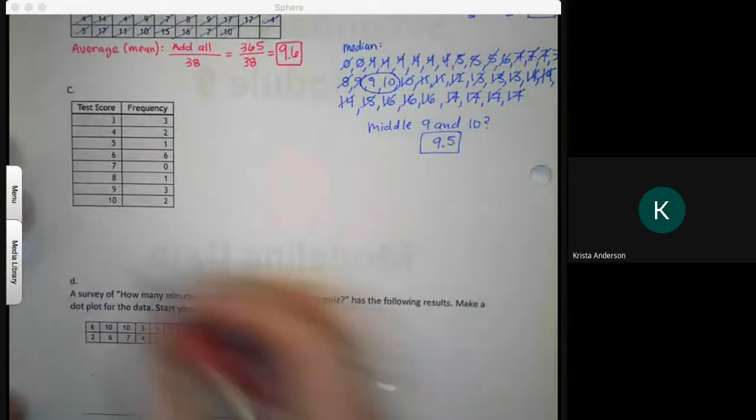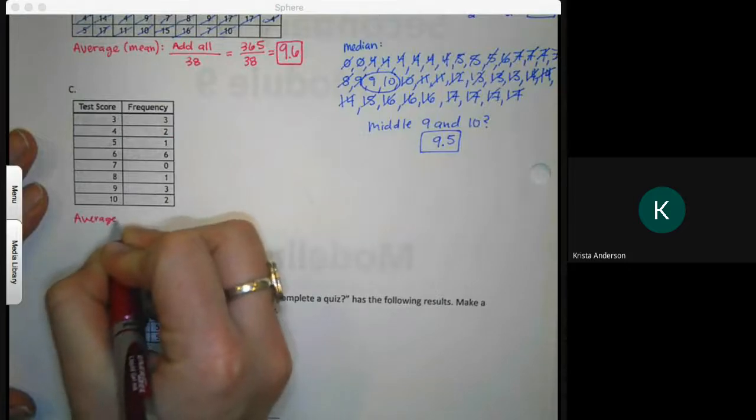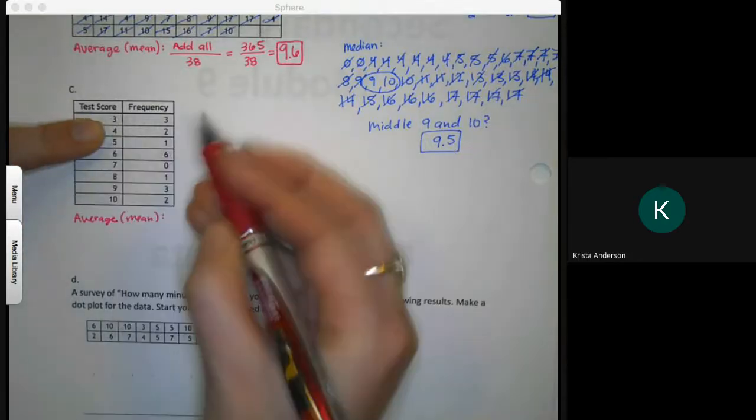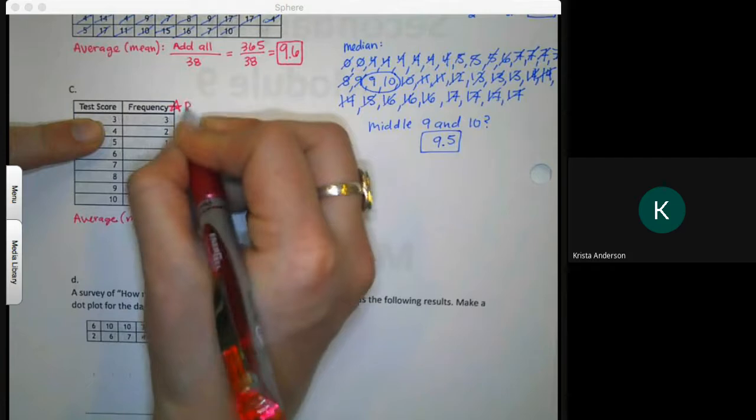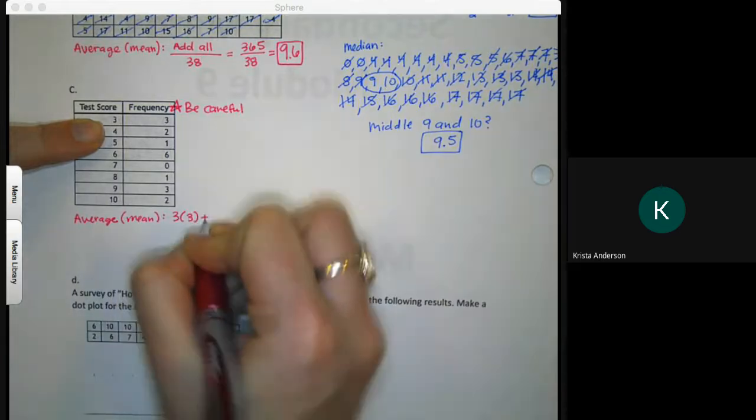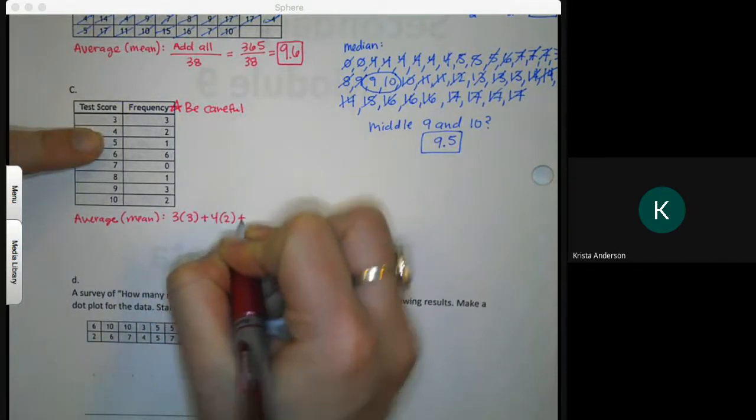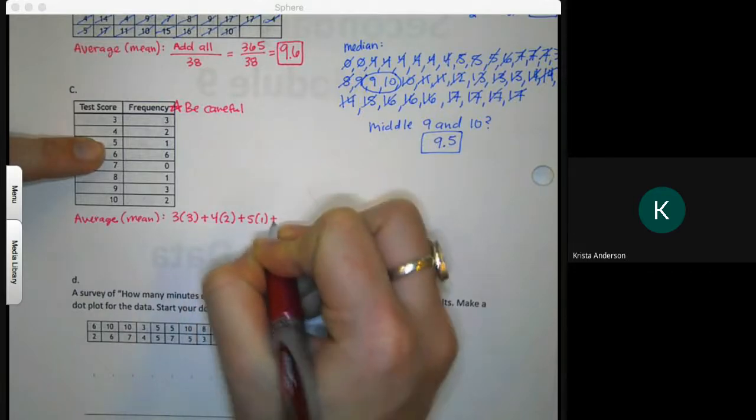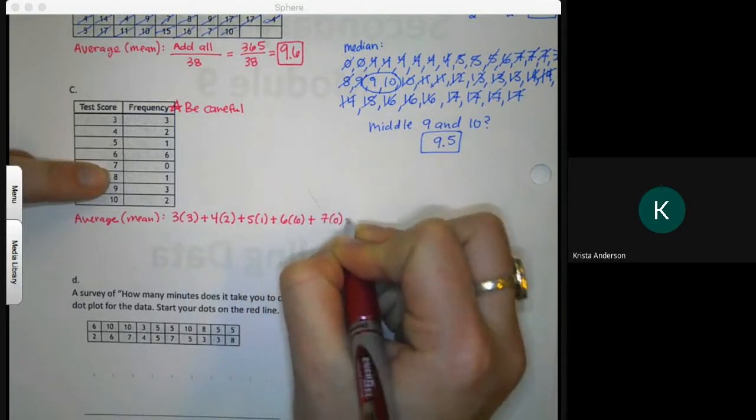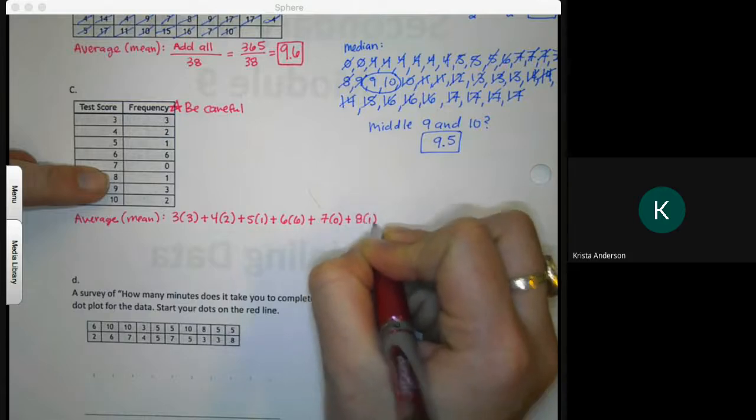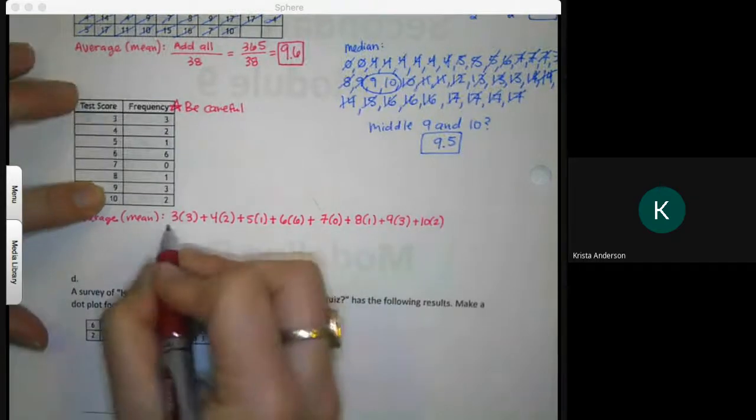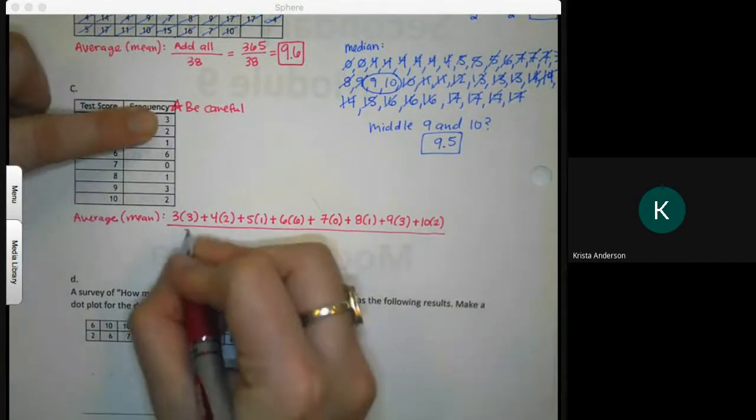Question C. When I do the average, because I'll go off the mean, I would add them all up, but I have to be careful because of the frequency. I would do 3 times 3 plus 4 times 2 plus 5 times 1 plus 6 times 6 plus 7 times 0. You could skip and not write that. Then I divide it by the total amount of frequencies.